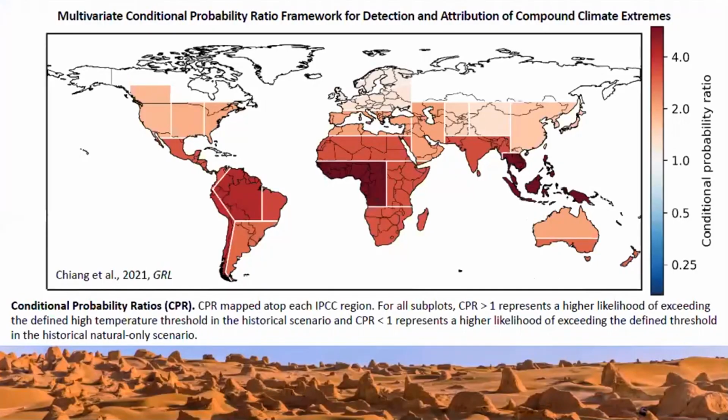What about temperature or hot events? The situation is even more extreme. If you look at this ratio, you see almost everywhere around the world, we have a very, very strong signal from anthropogenic emissions. These are IPCC regions. Africa stands out, of course.